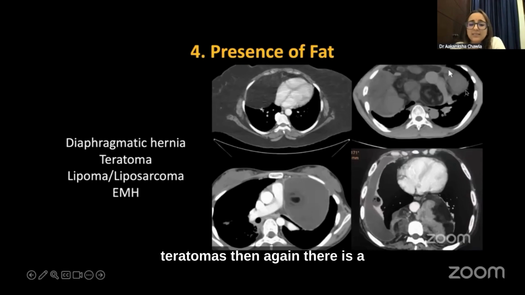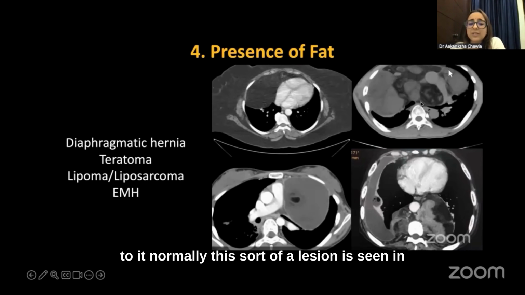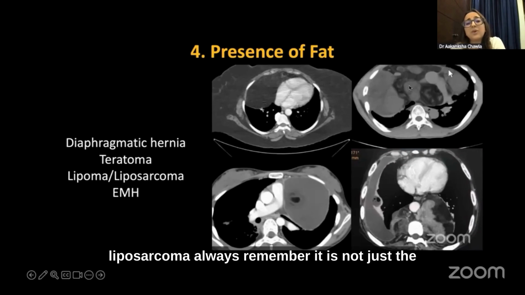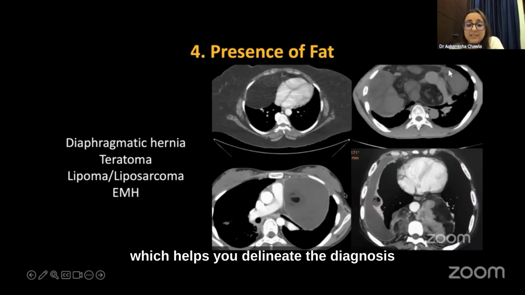Then again, there is a large lesion here on this CT cut. You can see there is a solid component to it, there is fat component to it. Normally, this sort of a lesion is seen in liposarcoma. Always remember, it is not just the CT. There is clinical aspects, there is history, there is presentation, there is a duration of symptoms, there is everything involved, and it is always together which helps you delineate the diagnosis.